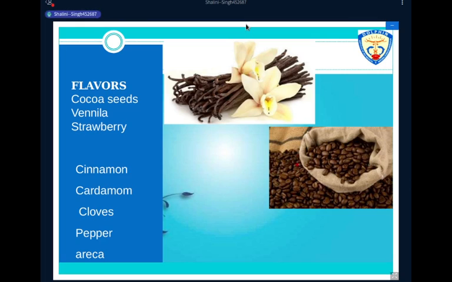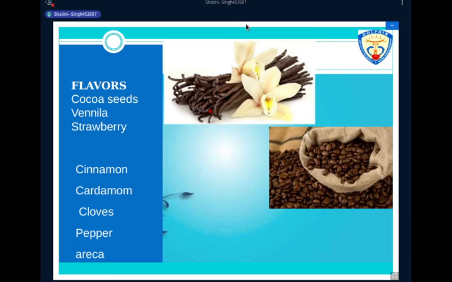Next example are these flavors. So what are these? These are the cocoa seeds, these are the vanilla beans. Normally these are different flavors which you use in your daily life. It may be obtained from cocoa seeds, vanilla beans, strawberries, cinnamon, cardamom, cloves, pepper, or areca nut.